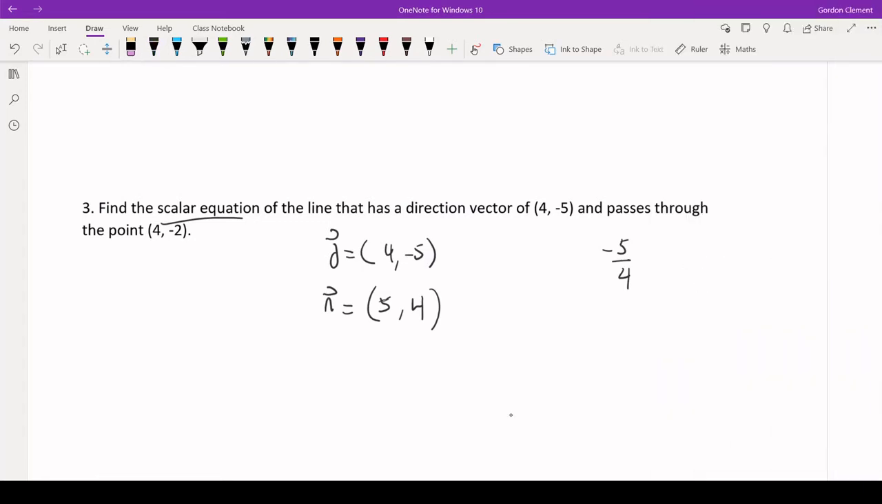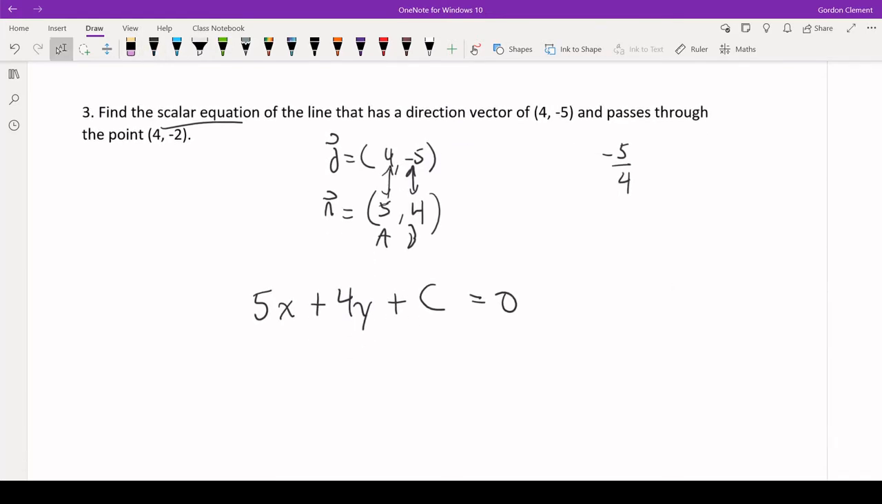One way to double check that you have chosen a perpendicular vector is do a quick dot product. 5 times 4 is 20. -5 times 4 is -20. Those make 0, so I have in fact found my perpendicular vector. So that's my A and my B. So my scalar equation is going to look like 5x plus 4y plus some c value equals 0.